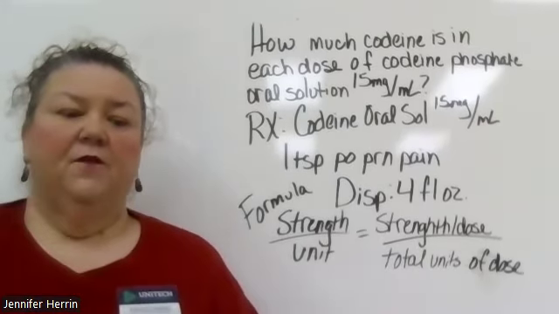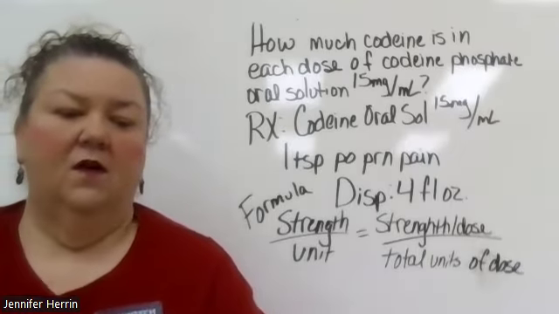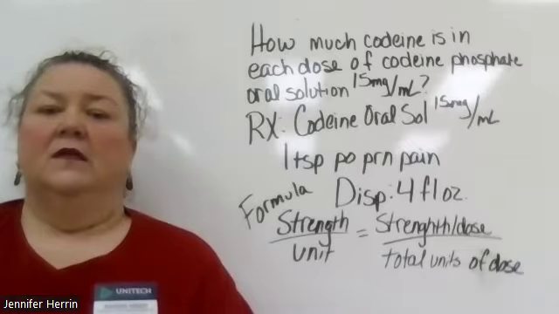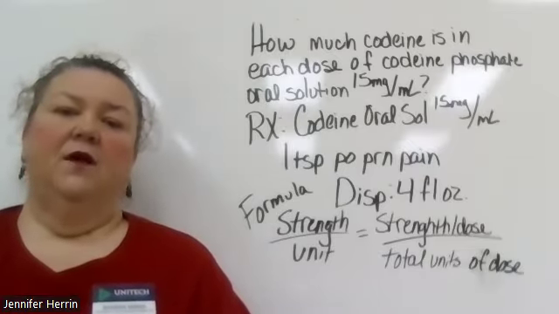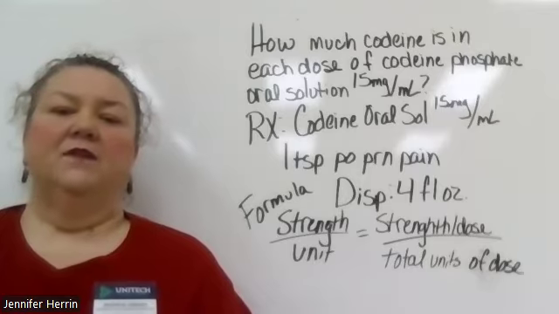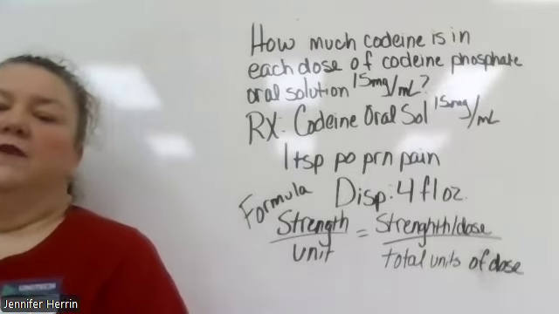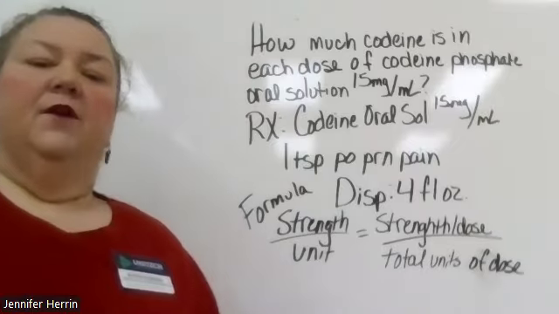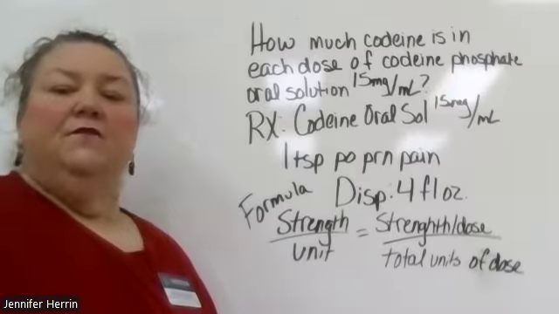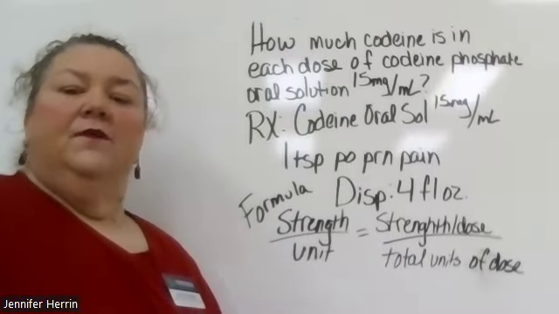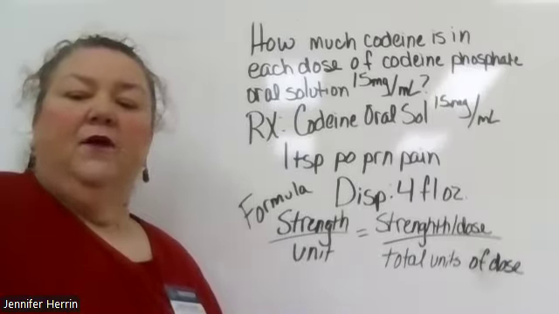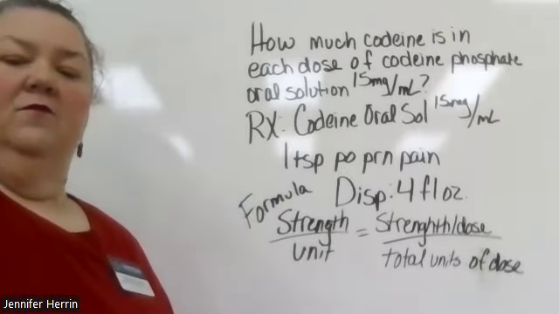Okay, this video is going to focus on calculating the amount of active ingredient in a prescription. So we have an example here that says how much codeine is in each dose of codeine phosphate oral solution, 15 milligrams per ml. Directly underneath that, we have an RX that calls for codeine oral solution, 15 milligrams per ml. The directions call for 1 teaspoon PO PRN pain, and we are dispensing 4 fluid ounces.